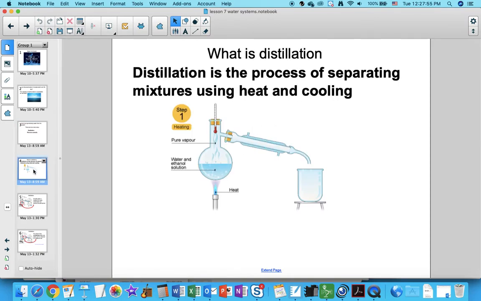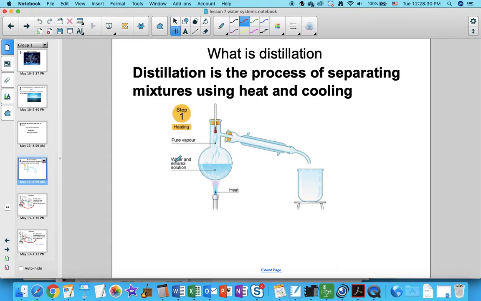So what is distillation? We've talked about this before, and we're going to quickly review it. Distillation is the process of separating mixtures using heat and cooling. When we talked about this in chemistry back in the first term, we talked about how you can separate mixtures based on their different specific heat capacity or based on their different boiling points. Before we talked about oil, right? The different fuels of oil separated based on their boiling points. Well, we can do the same thing with water and salt, right?